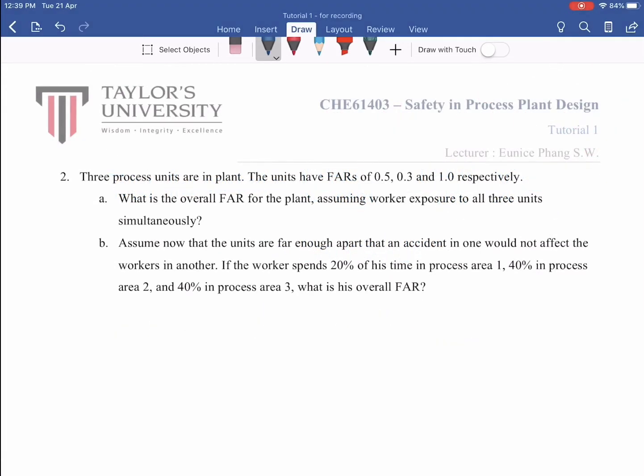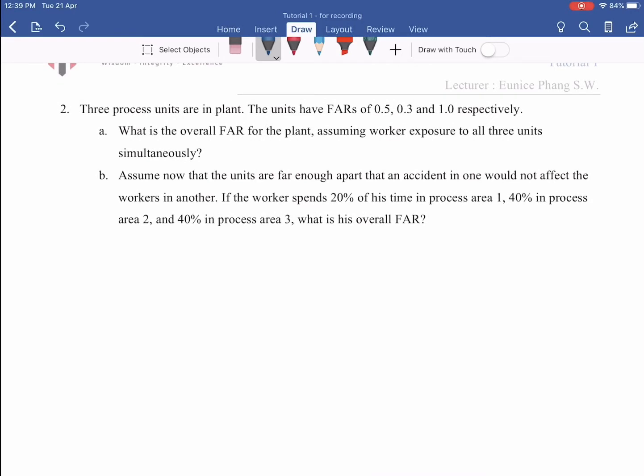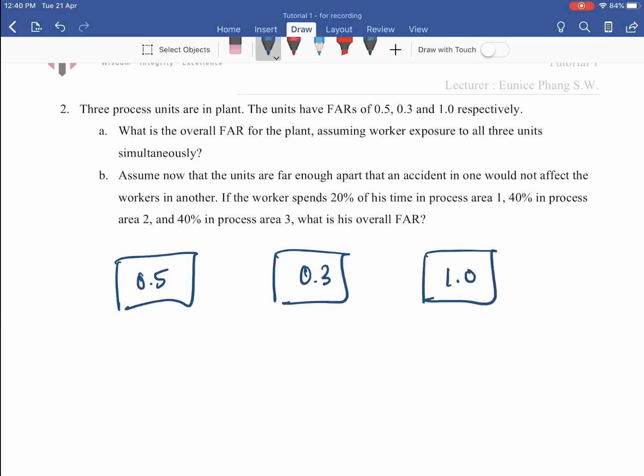Looking at question 2 right now. We have 3 process units in the plant and each of them has FAR of 0.5, 0.3 and 1.0. So let's draw them out. We have equipment 1 with 0.5, equipment 2 with 0.3, and the last equipment with 1.0. Part A: what is the overall FAR of the plant assuming the worker is exposed to all 3 units simultaneously? Over here you have operators exposed to all 3 at the same time.